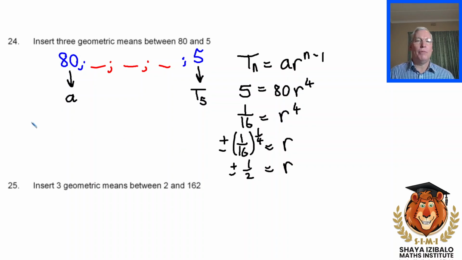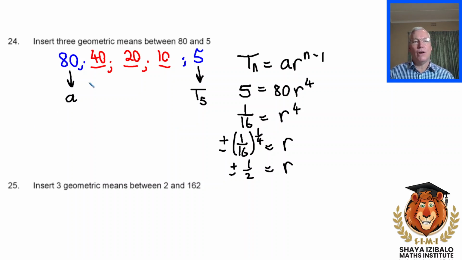So let's look at our options here. I'm going to write down 2 options. I'm going to write down a red set of geometric means. If we multiply by positive a half, 80 times a half is 40. 40 times a half is 20. 20 times a half is 10. And 10 times a half is 5. It all fits in nicely.